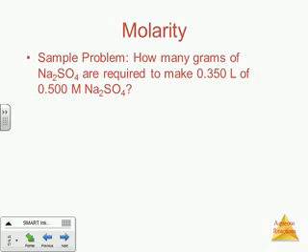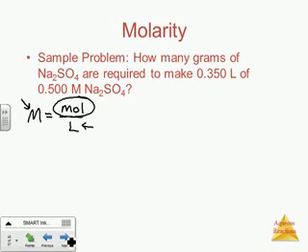Alright. How many grams of Na2SO4 are required to make 0.350 liters of 0.500 molar Na2SO4? Well, now they're kind of going backwards. But again, this is still the same equation, molarity equals moles over liters. This time they're giving us the volume, and they're giving us the concentration. And we have to solve for moles, but really what they want is grams. So once we find moles, we're going to have to convert back to grams. So we can plug this into the equation.